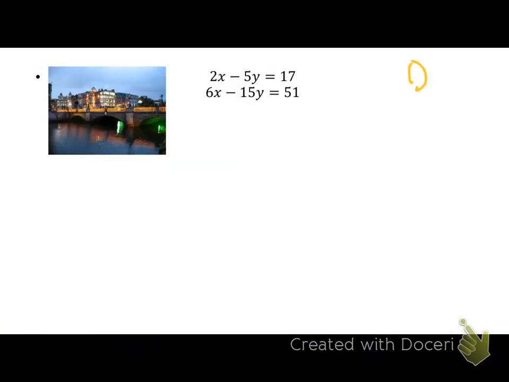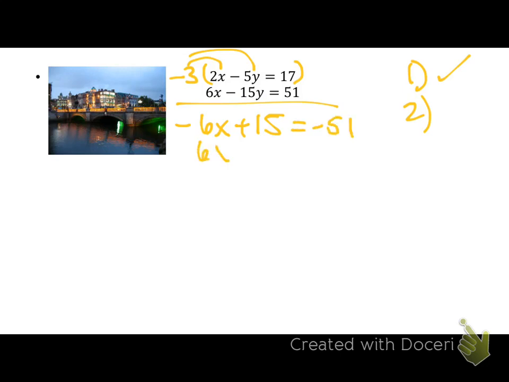Okay. Are they lined up? Yes. Do I have two that have the same number? No. So let's take a look at our x's. Let's go ahead and try our x's, because it looks like we can multiply the top by 3 to get them to be the same, but one of them has to be negative, so let's multiply it by negative 3. Negative 3 times 2x is negative 6x. Negative 3 times negative 5y, 15y. And negative 3 times 17 is negative 51.